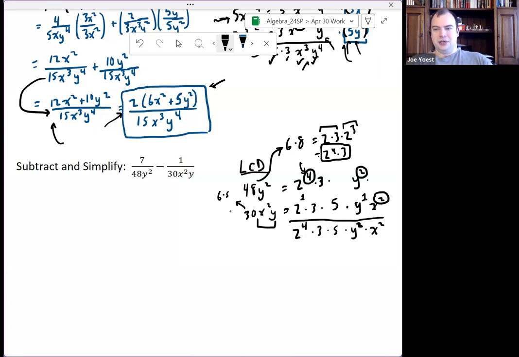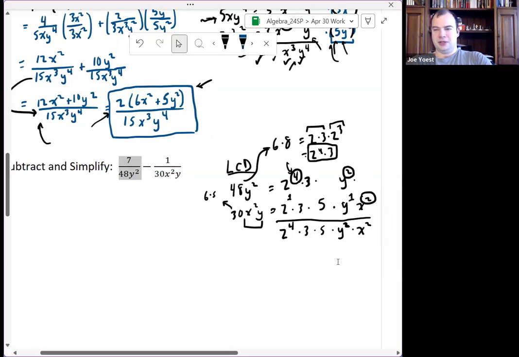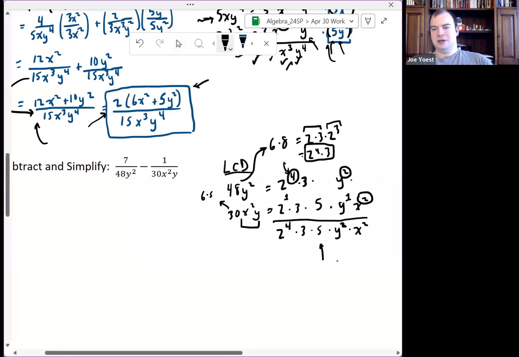And then for y, I see I have a power of 2, a power of 1. I need a y squared. For x, it might throw you off that my first fraction doesn't have any x's in it. 48y squared doesn't have any x's in it. Well, that's just kind of like this 5 here, right? Like one of the denominators had a 5, the other one didn't have a 5. We need to have a 5 in the LCD. One of my denominators has some x's, the other one doesn't have any x's. I need to have some x's in the LCD to make the second denominator happy, regardless of whether the first one has it or not.